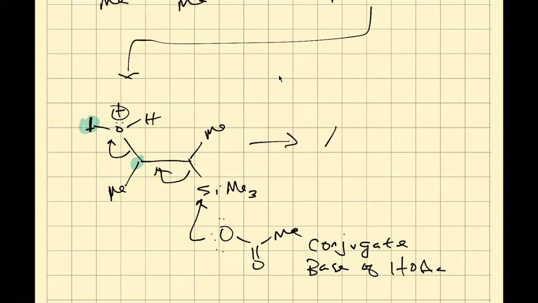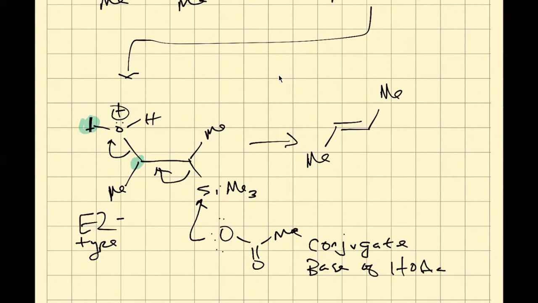Can you repeat that really quick? Say that one more time. I don't remember the E2. Yeah, yeah. So this is an E2 type elimination because it's all simultaneous, right? It's all happening at the same time. Even though there's no external base removing a proton, the mechanism is concerted like an E2. So that's why I say it's an E2 type.